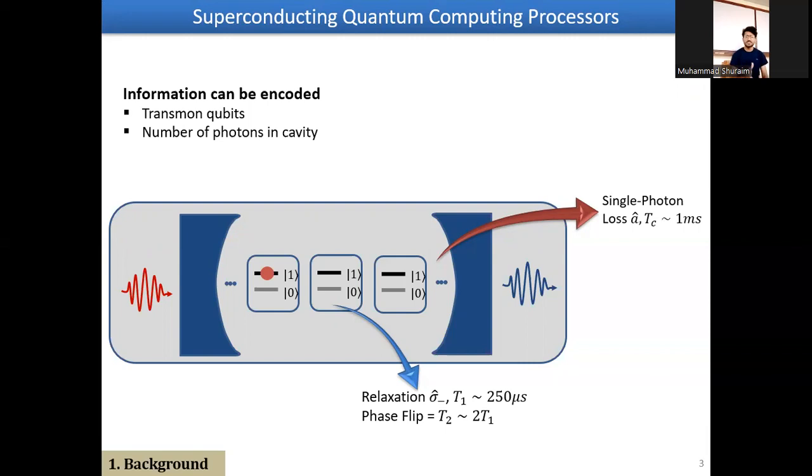So if you encode the information in a transmon qubit, meaning the artificial atom, then there are two main types of errors: the relaxation error and the phase flip error. The relaxation error is actually a bit flip error. And if you encode the information in the number of photons in the cavity, then there is one type of error, which is the single photon loss error, where the annihilation operator is the loss operator for that error.